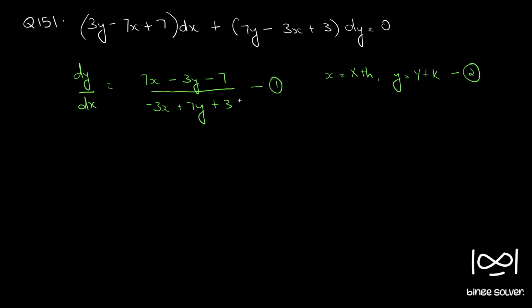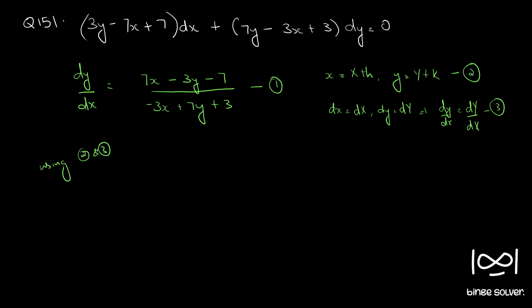So here it is 7 by minus 3 and minus 3 by 7, which is not equal. So we can proceed with the solution. Differentiating equation 2, we have dx is equal to dX and dy equal to dY. Therefore, we have dy by dx equal to dY by dX. Call this equation 3.